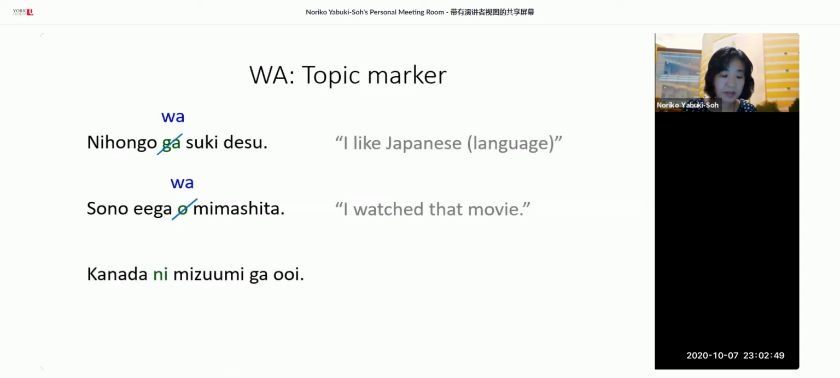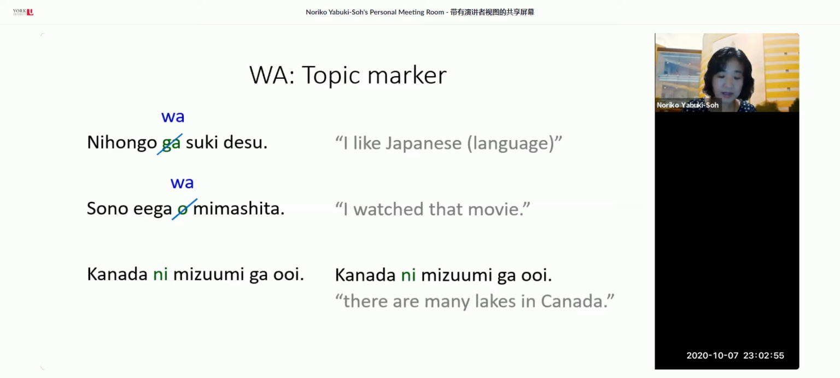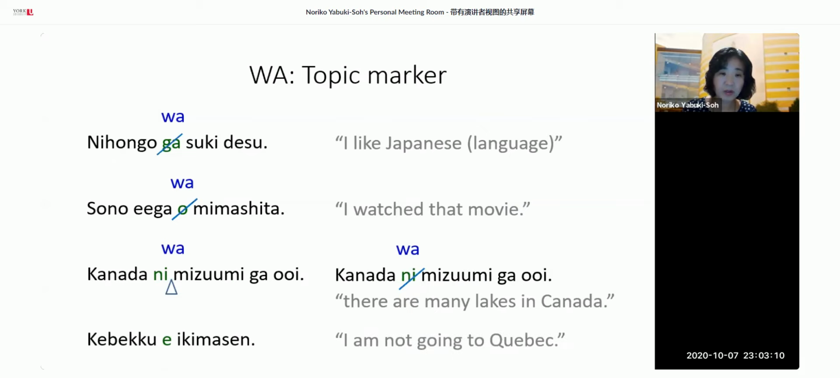As for static locative marker に as in カナダに湖が多い, は can either follow the particle or replace it. In the case of direction marker に, は can follow the particle and coexist with it. As in, ケベックへは行きません.